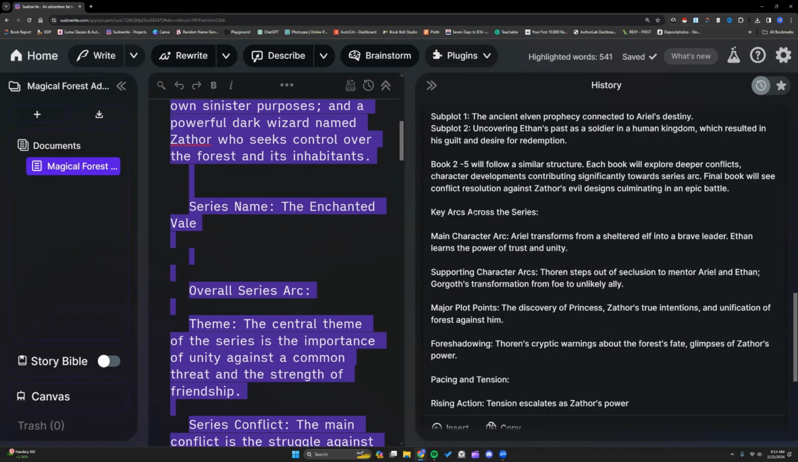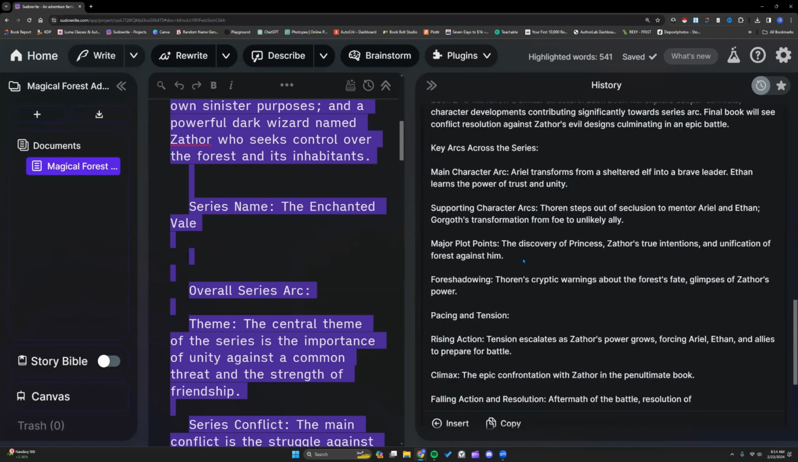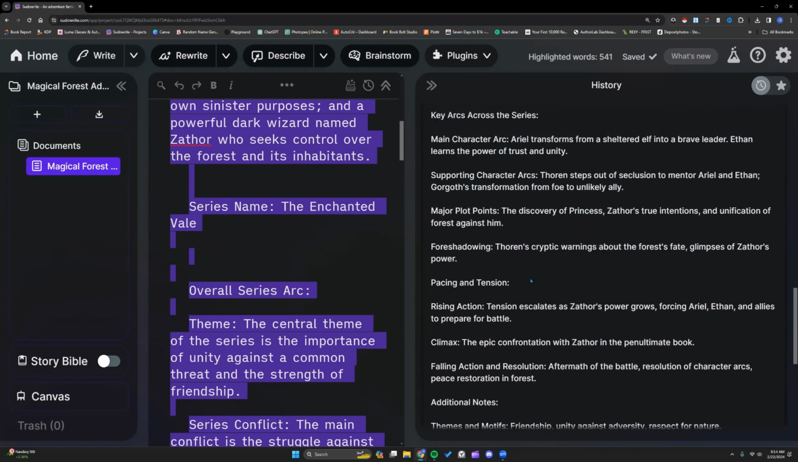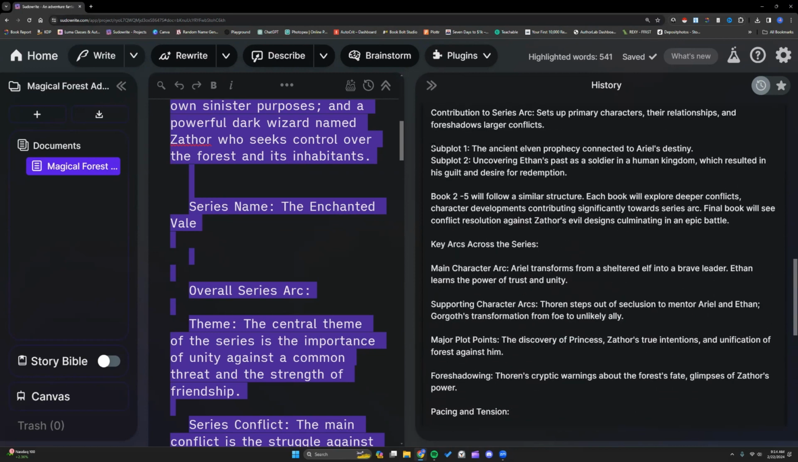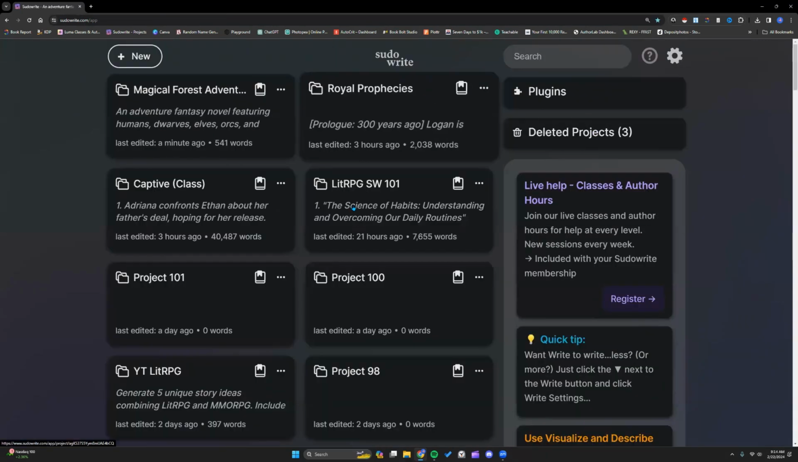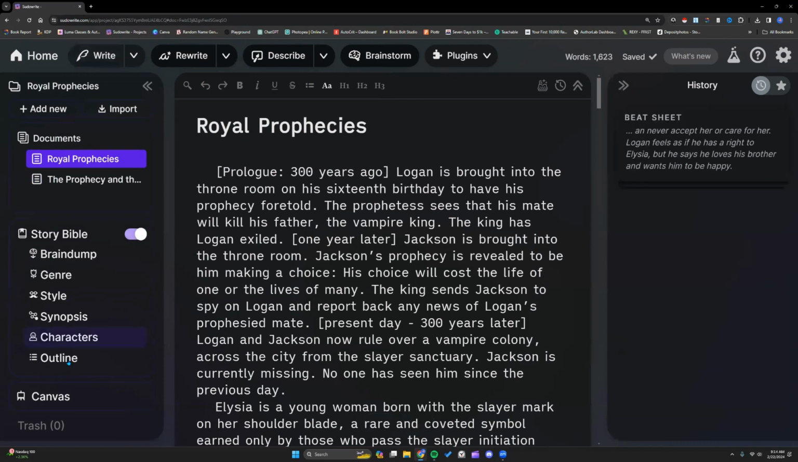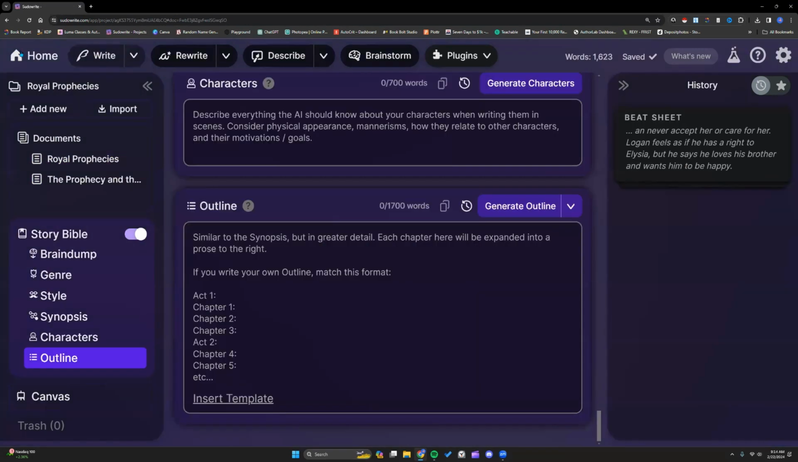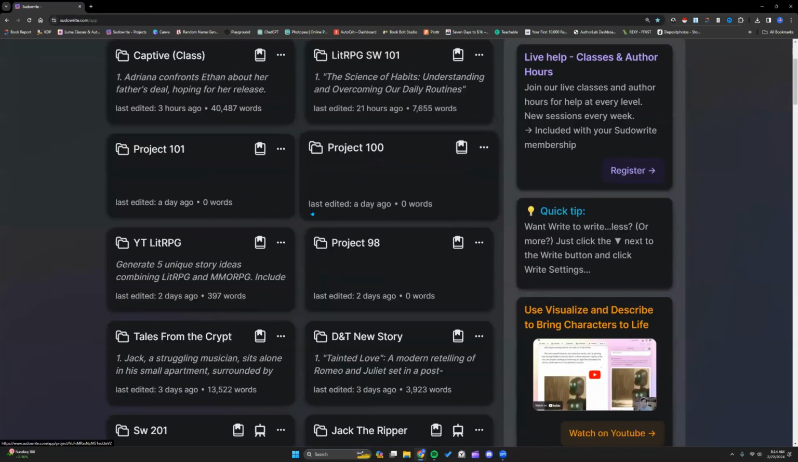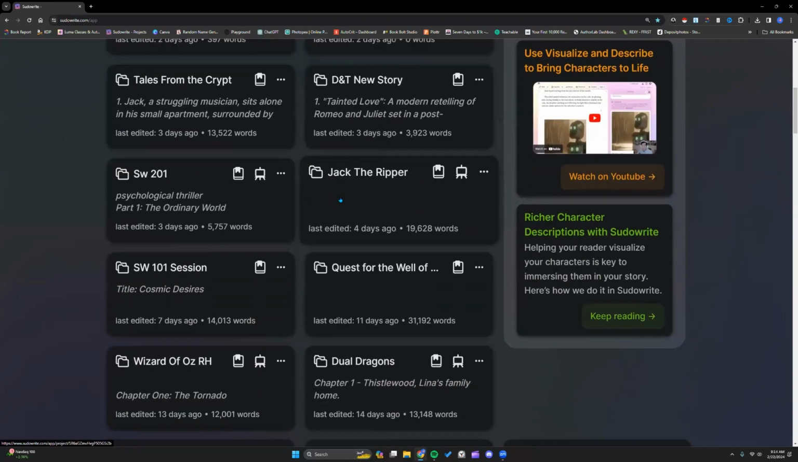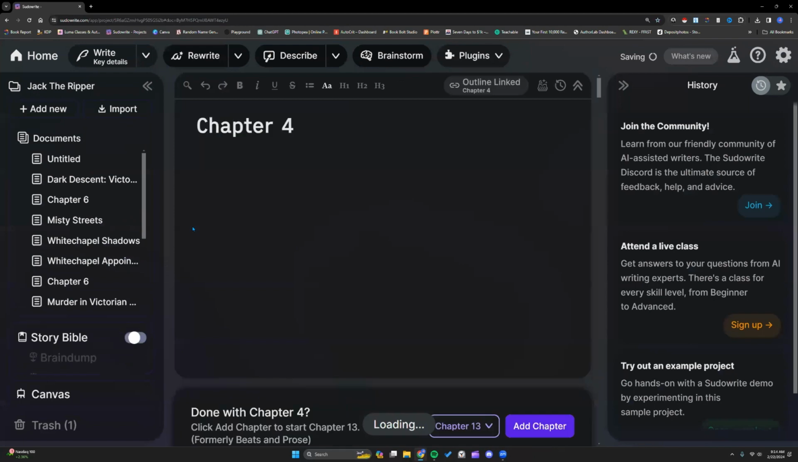And clearly this one needs tweaking again, not doing a good job here. Repeating a lot of stuff and then just adding in this. Let's go to one that already has stuff out. Let's do Jack the Ripper here.